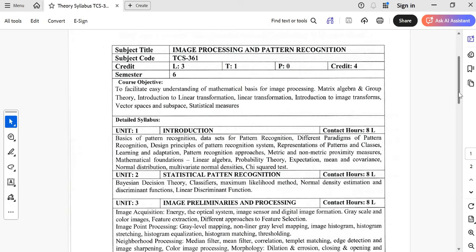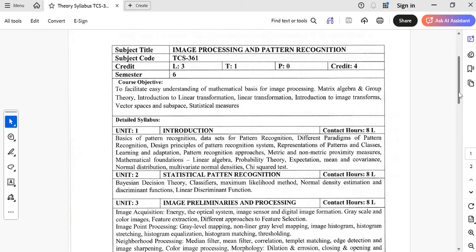So now let us discuss the syllabus unit by unit. Number 1 unit is introduction. What does it mean? Introduction to pattern recognition. Now we are talking about only those patterns that we are identifying or recognizing in terms of different areas. So this is one of the most important units for theory understanding.